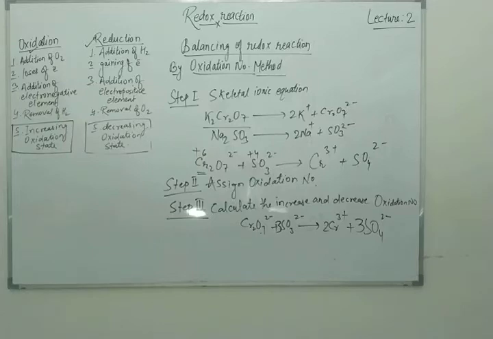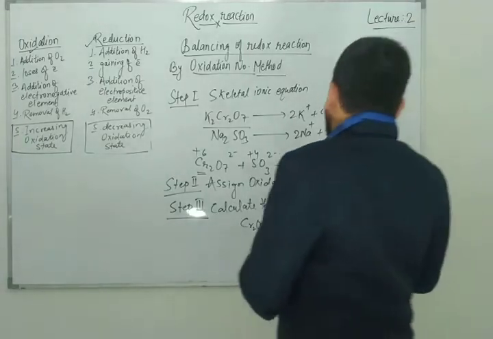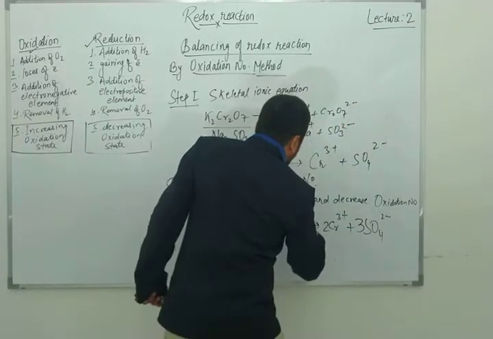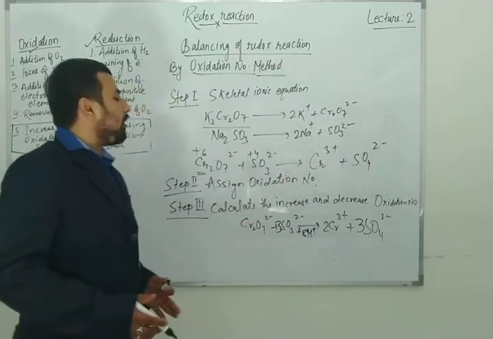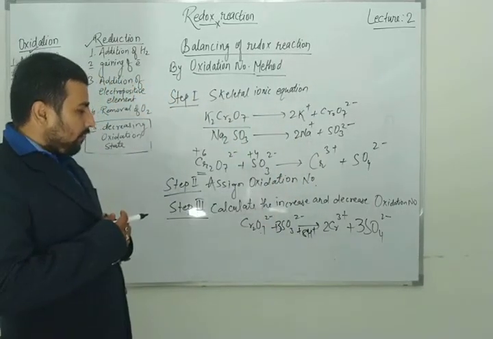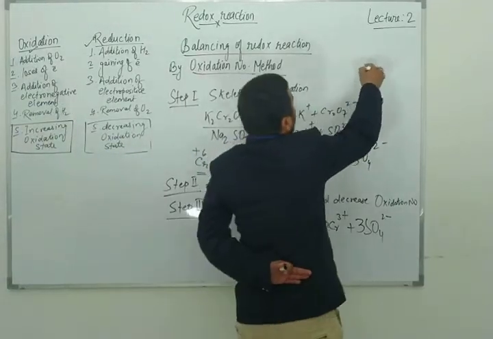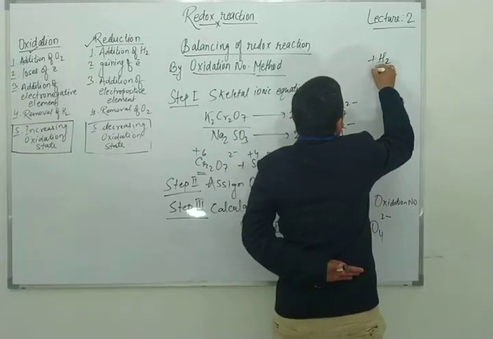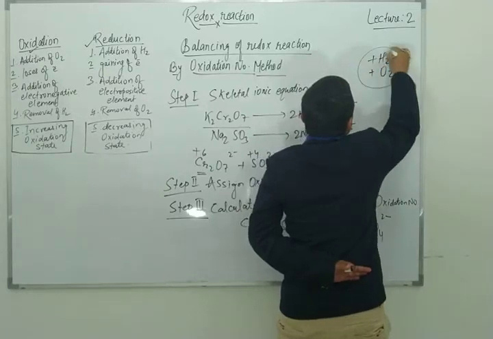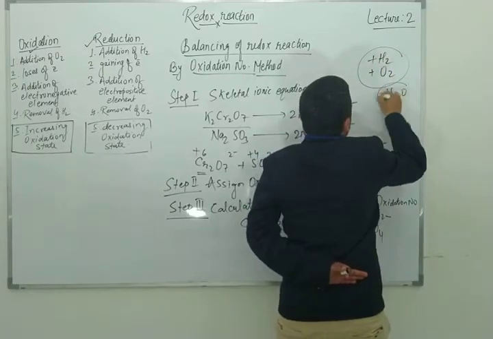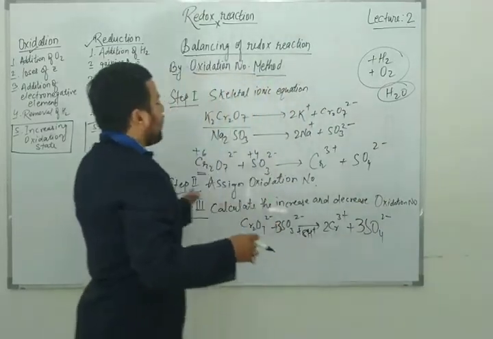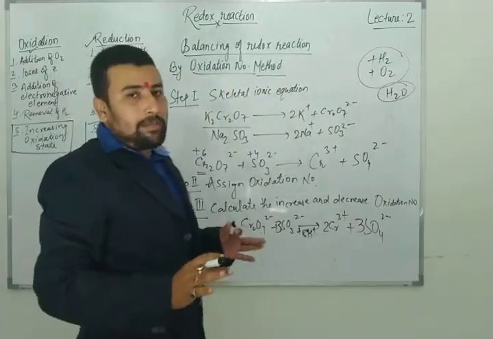So here Cr2O7 2 minus plus 3SO3 2 minus plus 8H plus. Here what have I done? Plus 8H plus. Why am I adding 8H plus? As I add 8H plus, now you can convert the remaining oxygen into water. Addition of hydrogen and addition of oxygen, both are valid to form water. So you can add whatever amount of hydrogen and oxygen is required to balance the chemical reaction.